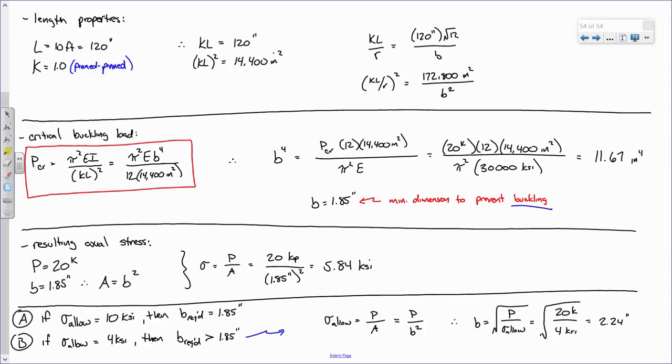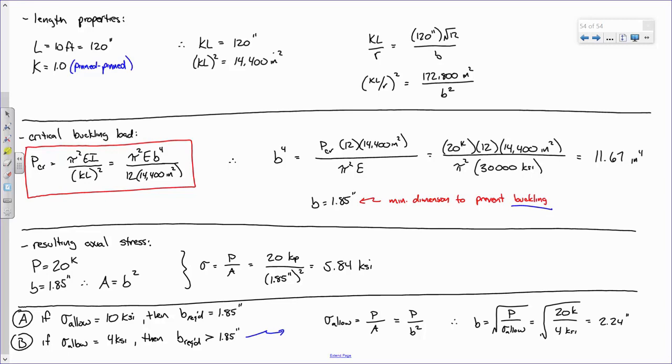8.67, right? So I propose that if the column is 1.5 inches, it can only hold up 8.67 kips. What's the problem with that? This column has to hold up 20 kips, right? The column has to be at least this big to hold up 20 kips, okay? But remember, this check has absolutely nothing to do with allowable stresses. It has only something to do with elastic buckling, okay? What I'm getting at is this.